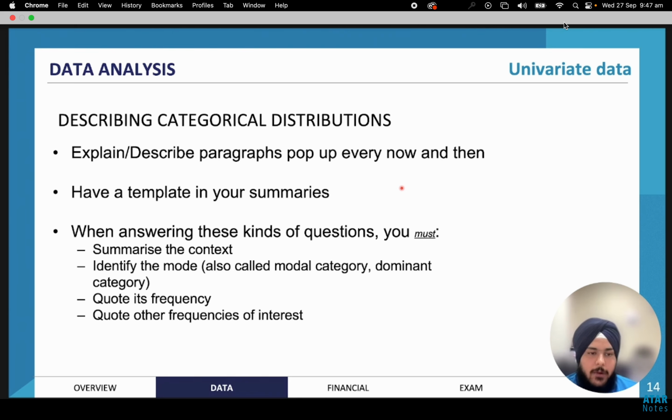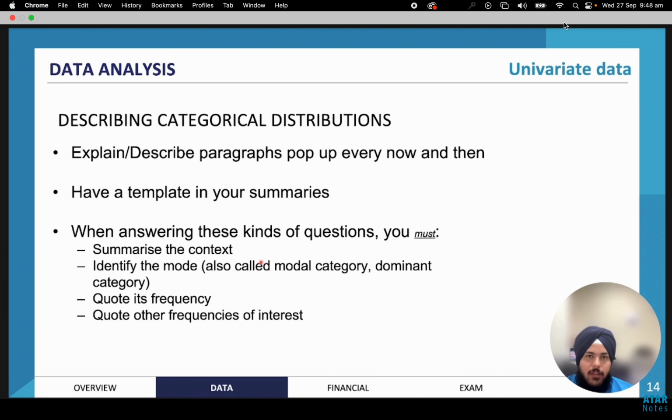So I would personally recommend having a structure already pre-prepared in your data book, your summary book, and just having that with you in the exam, leaving blanks for certain values. But generally, the overall structure is, first of all, summarizing the context.